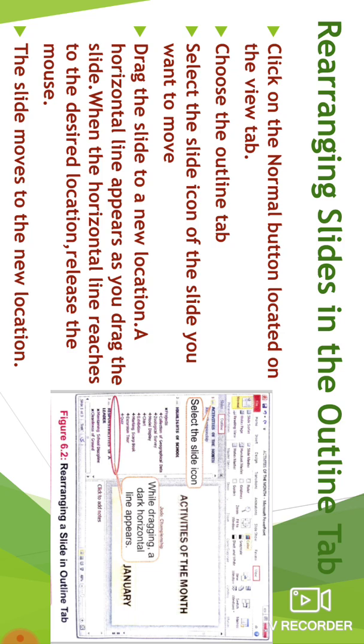Simple. Again I am telling you, select the slide icon that you want to move, which means the position you want to change. Select the slide icon, drag the slide to a new location. While dragging you see a horizontal line, here you can see a horizontal line. Then drag this horizontal line to the new location where you want to place your slide. Then release the mouse, and you see that your slide will move from the previous position to the new position. This way you can rearrange the slides with the help of the outline tab.